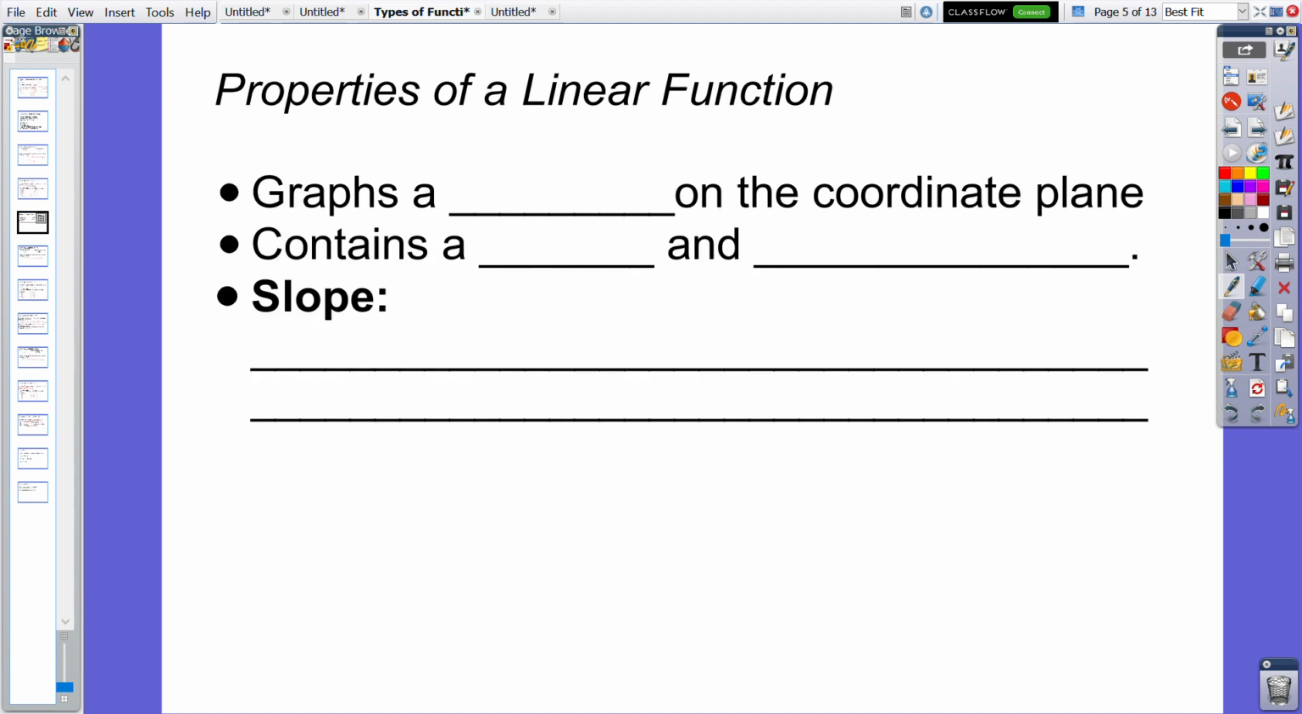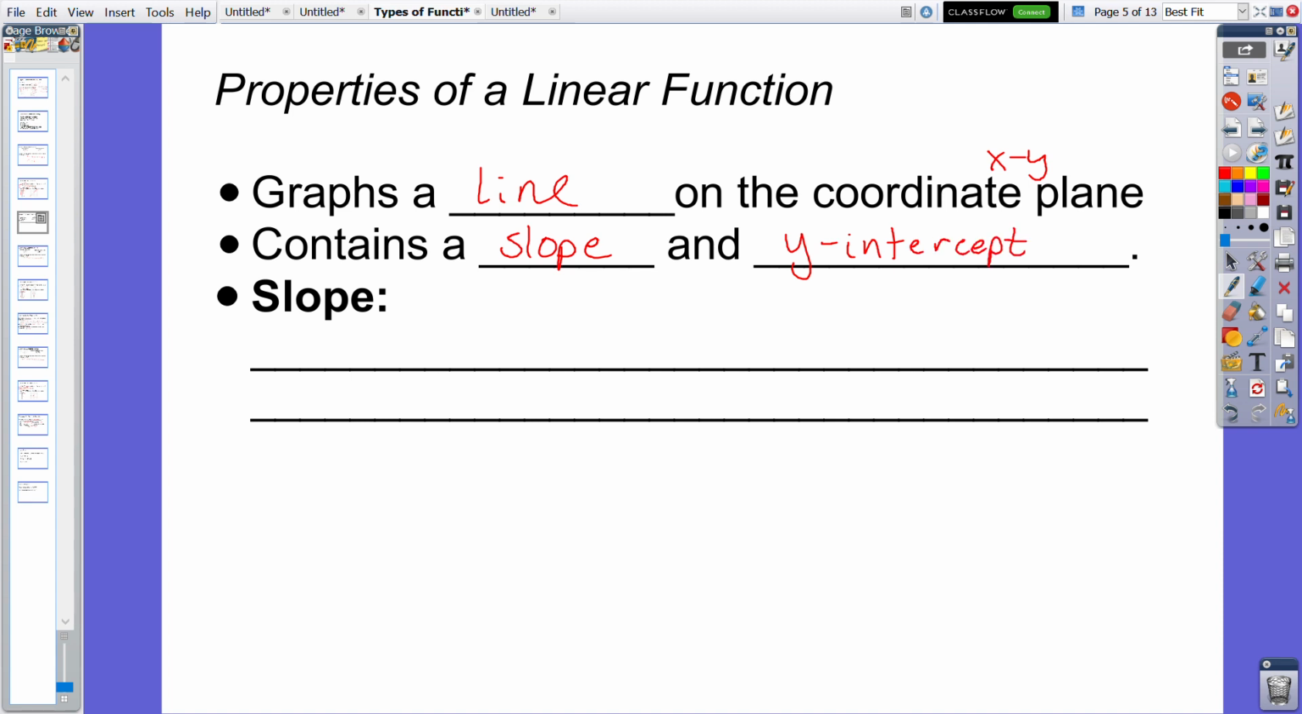Okay? So some properties of these functions. Properties of a linear function: it graphs a straight line on our coordinate plane, our xy plane. Okay? It also contains a slope, which we will identify in our next unit, and it also has a y-intercept, okay, as well as several other points. But these are the two we're going to be focusing on.